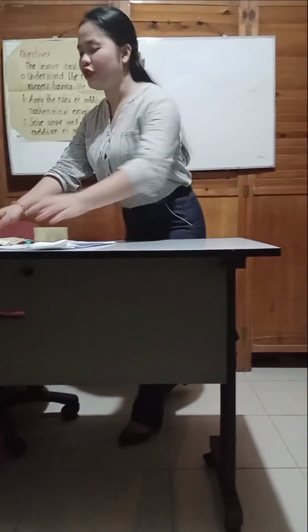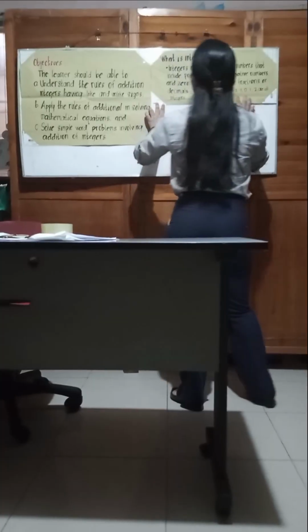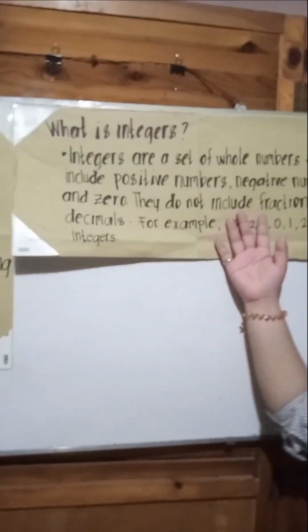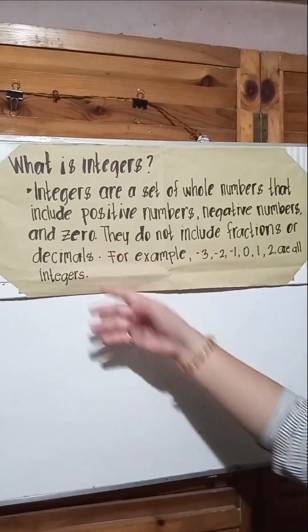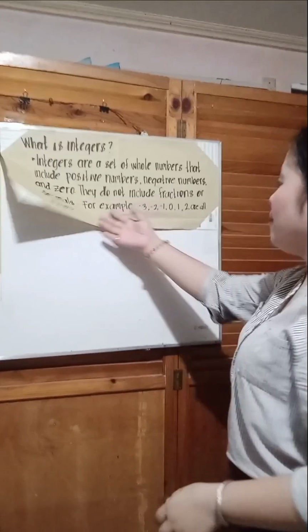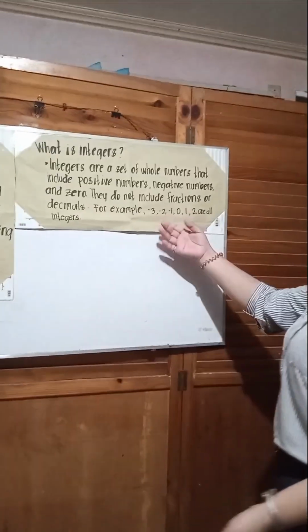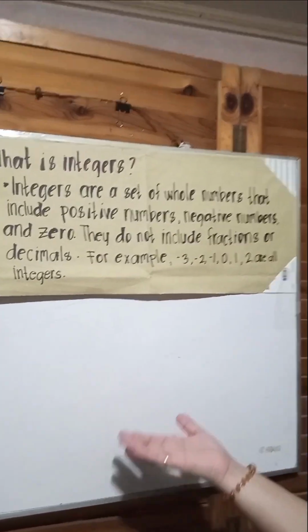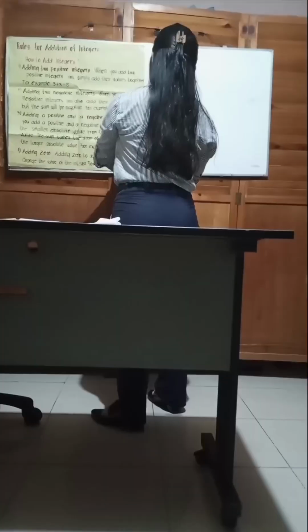So class, what are integers? Integers are a set of whole numbers that include positive numbers, negative numbers, and zero. They do not include fractions or decimals. For example, negative 3, negative 2, negative 1, 0, 1, 2 are all integers. Whether it is negative or positive, as long as it is a whole number, it is an integer. It is not a fraction and it is not a decimal.